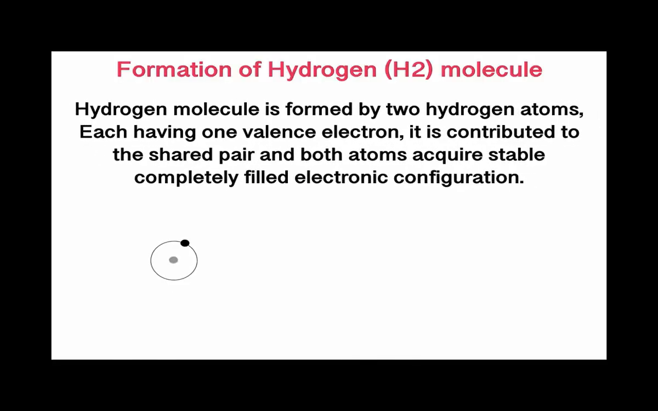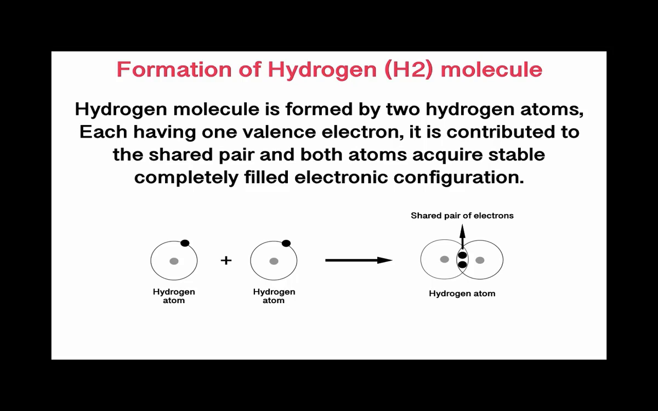Formation of hydrogen molecule. A hydrogen molecule is formed by two hydrogen atoms, each having one valence electron. It is contributed to the shared pair, and both atoms acquire a stable, completely filled electronic configuration.